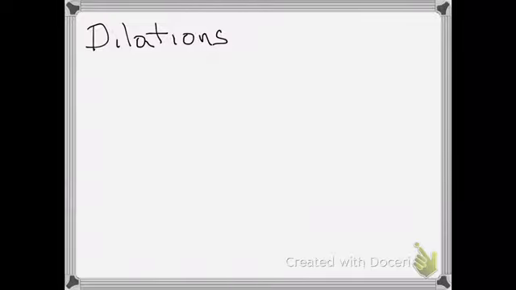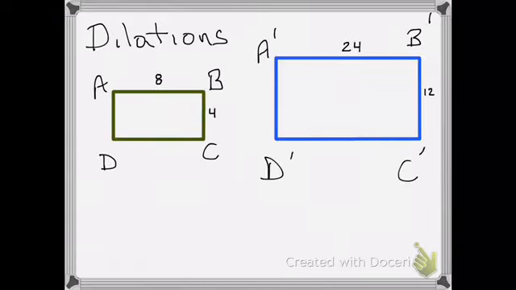So, as an example, let's get some rectangles up here. And poof, rectangles have appeared. The magic. We've got 2 different rectangles. We have rectangle A, B, C, D, and rectangle A prime, B prime, C prime, D prime. If we look at those 2 rectangles, the green and the blue rectangle, the blue rectangle is a dilation of the green rectangle.